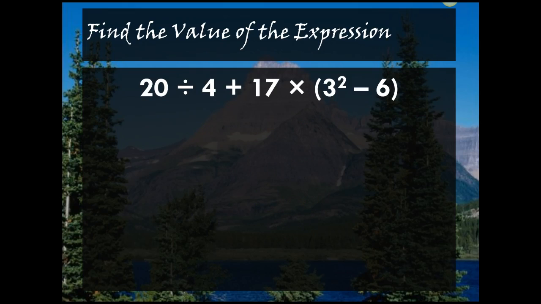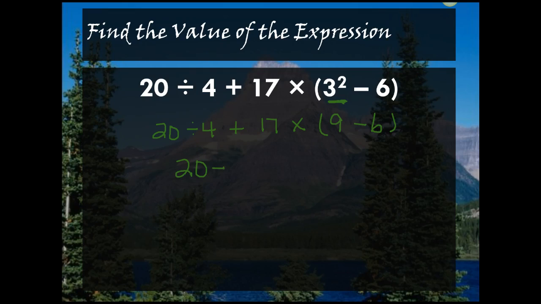This problem has parentheses, so that is where we need to start. I'm going to rewrite the rest of the problem and work on the parentheses first. When you're working in parentheses, it's like a mini problem in which the order of operations inside those parentheses applies. 3 squared equals 9. That leaves me with 9 minus 6 inside the parentheses.